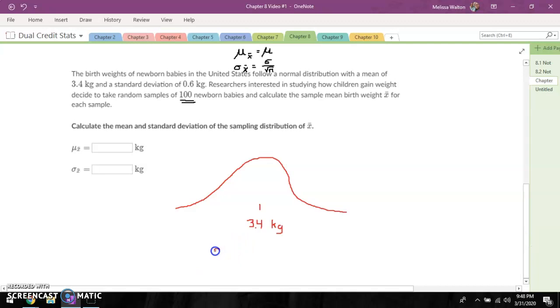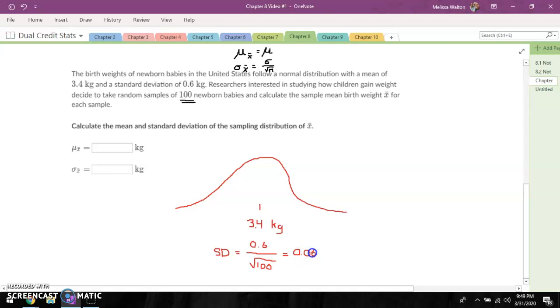So let's go ahead and take a look at our standard deviation. Typically we have a standard deviation of 0.6 kilograms. However, we are taking a sample of 100 newborn babies, so this is going to change this. My sample size is going to be divided by the square root of 100. 0.6 divided by the square root of 100, well, that's just 0.6 divided by 10. My new standard deviation is going to be 0.06.